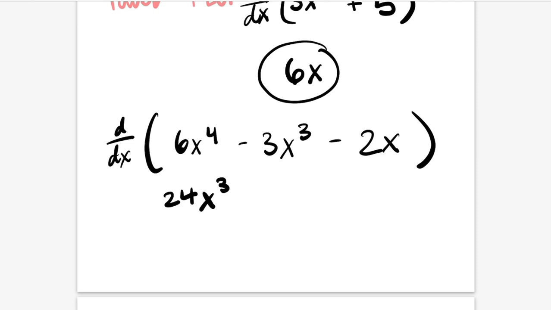Okay, now we can move on. It's going to be minus, and then we do 3 times 3, which is 9. 9x, and then 3 from the exponent. 3 minus 1 is going to be 2. Okay, 9x squared, we got that one.